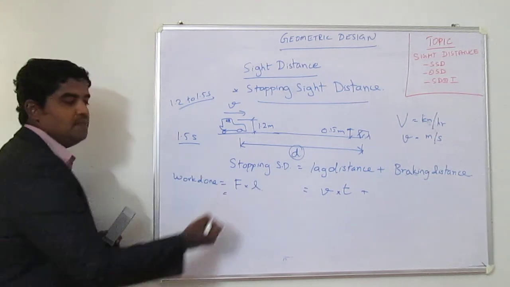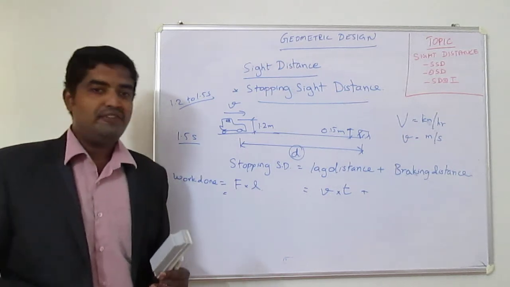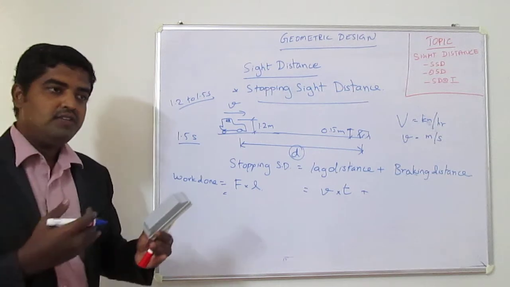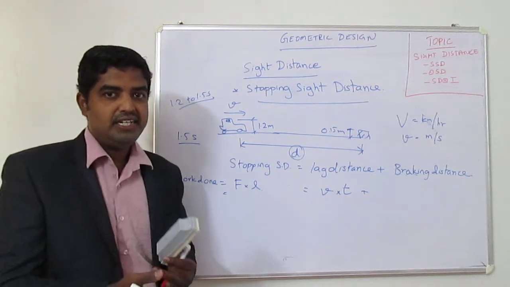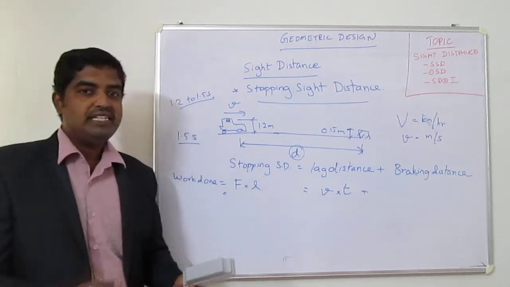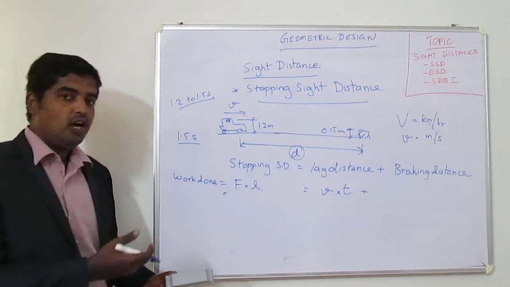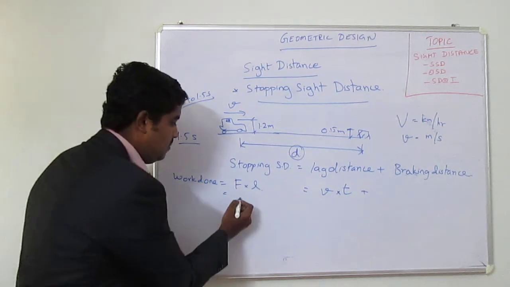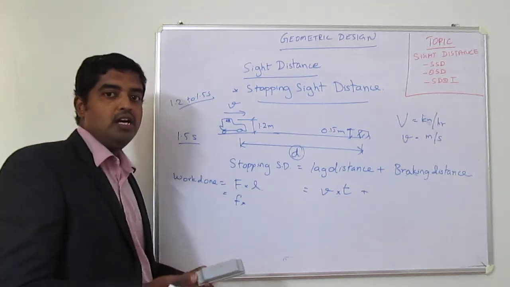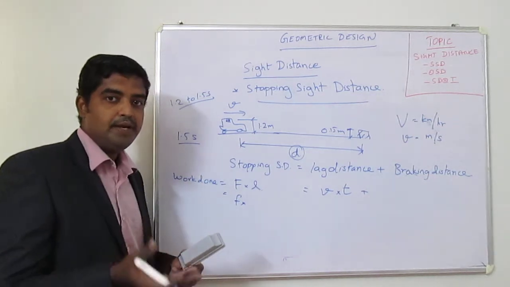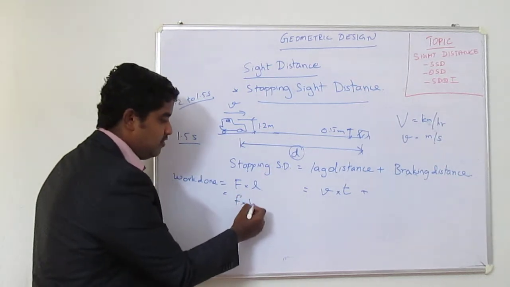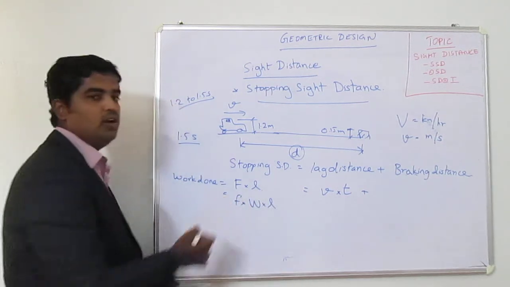You know that force can be split as weight into coefficient of friction, that we have seen in engineering mechanics. When a body is moving along with friction, the force required to move the body will be equal to the coefficient of friction into the weight of the object, right? The coefficient of friction will be based on various factors, that is the surface of the pavement or the tire pressure, all those things. No need to go into that detail. So anyway, coefficient of friction into weight of the vehicle into L. This will be the work done.